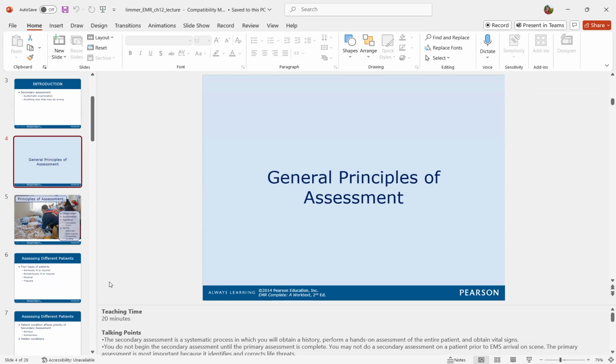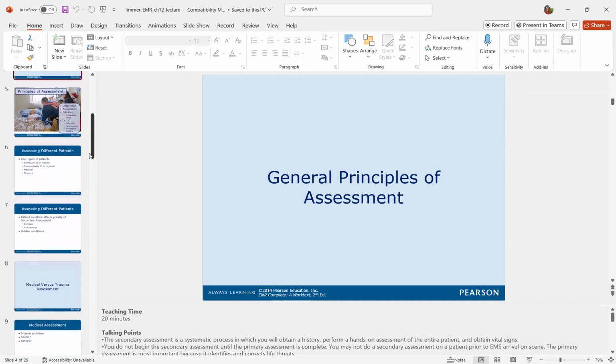So general principles of assessment. The secondary assessment is, again, that systematic process in which we're going to obtain a history, perform a hands-on assessment of the patient, and get our vital signs. We're not going to begin the secondary assessment until our primary assessment is complete. So we have airway, breathing, circulation, and additional resources en route. We have all of that done before we start this. This isn't a priority, but we want to start this before EMS arrives if we can. The primary assessment is the most important thing, and that's where we're going to identify and correct those life threats in patients. Sometimes if we're doing CPR on somebody, we might not get into secondary assessment at all because we're still doing the primary assessment, maintaining their airway and doing compressions on them.